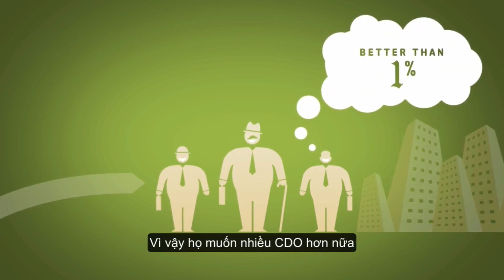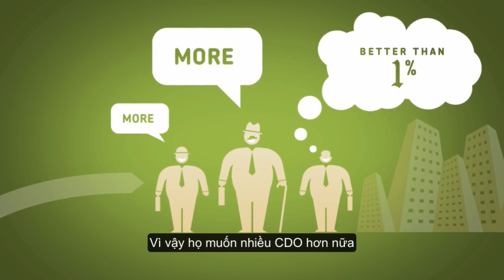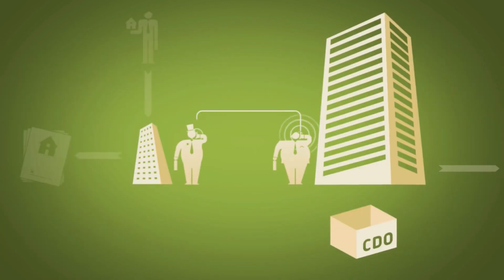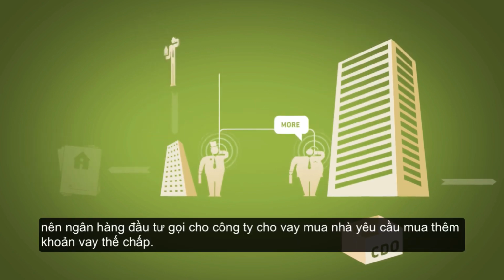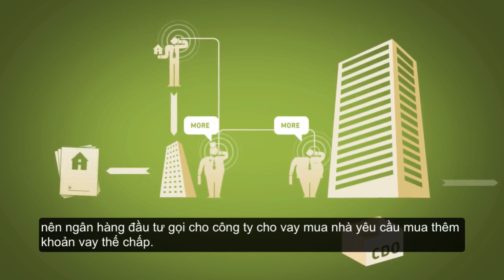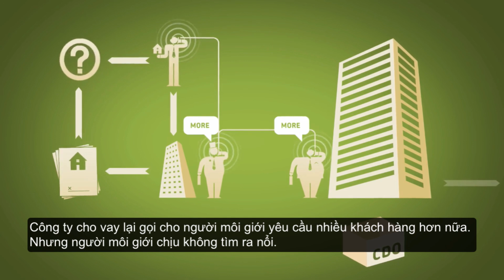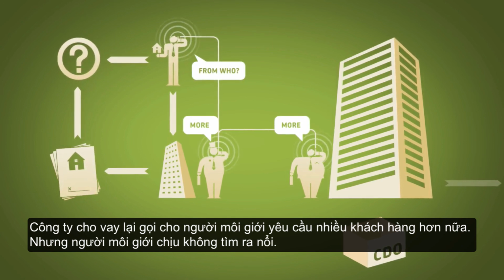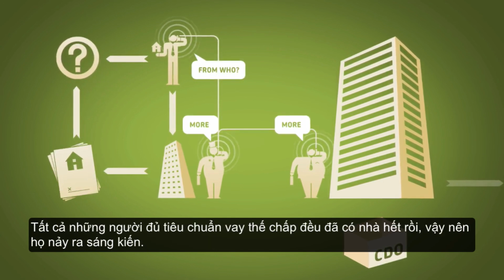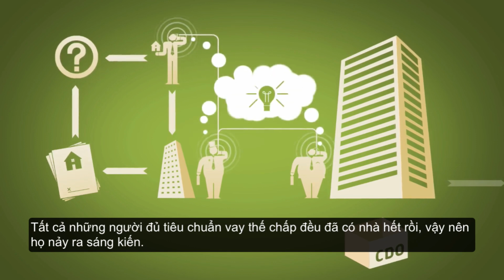They're so pleased they want more CDO slices. So the investment banker calls up the lender, wanting more mortgages. The lender calls up the broker for more homeowners, but the broker can't find anyone. Everyone that qualifies for a mortgage already has one, but they have an idea.